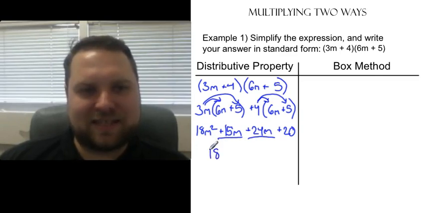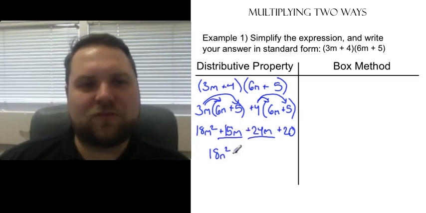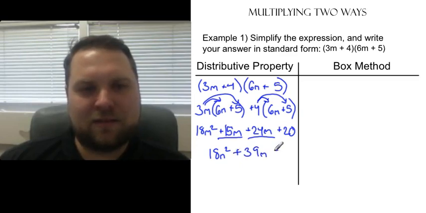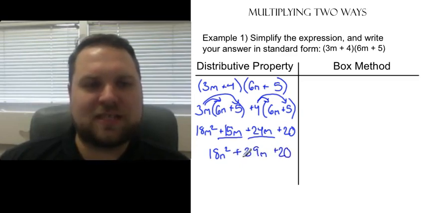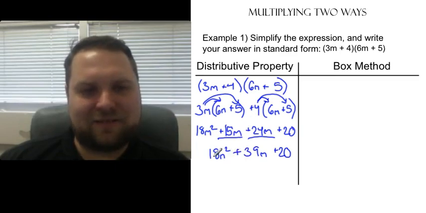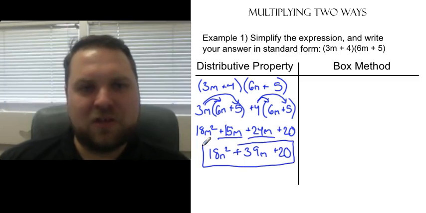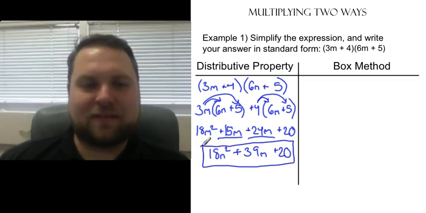So I would say this is 18m squared, that part doesn't change. 15 plus 24 would be 39m plus 20. I need to now write that in standard form. Good news for me, it already is. So if you can do that right there, that is everything we've got. All this is the distributive property multiple times.